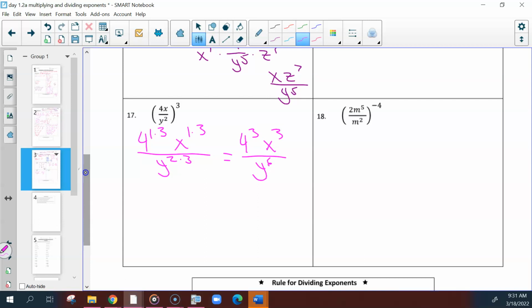In this case, there's nothing else for us to do because we don't have any negative exponents, zero exponents, like bases, anything like that. Okay.